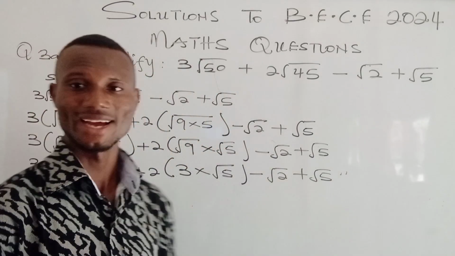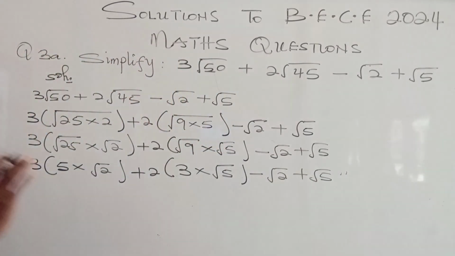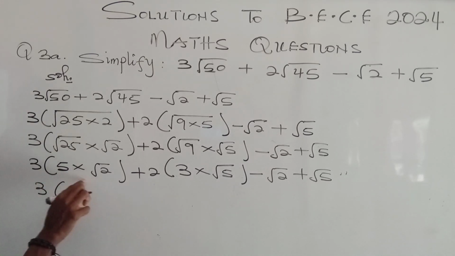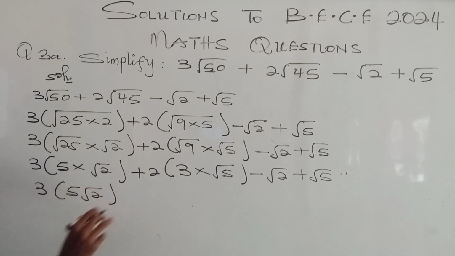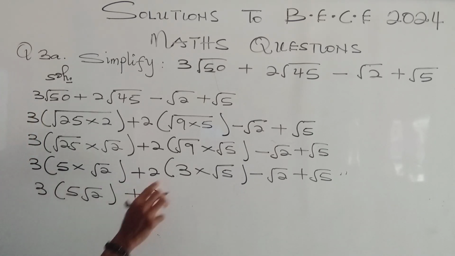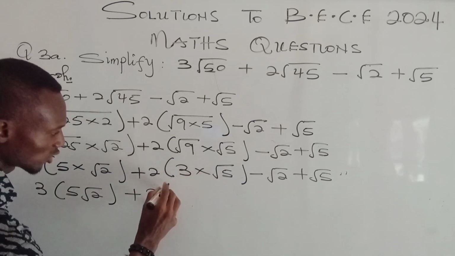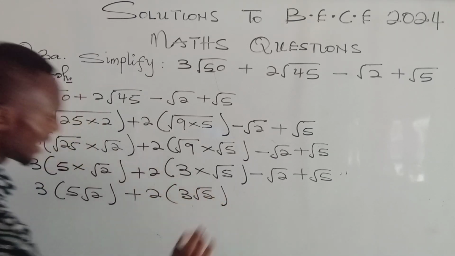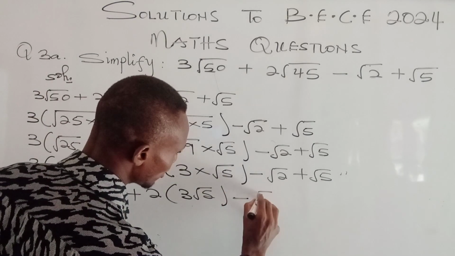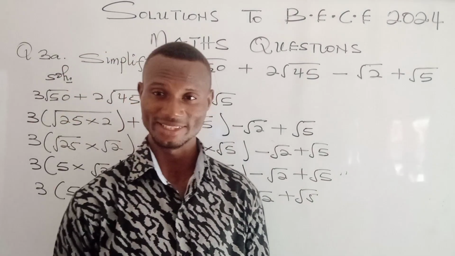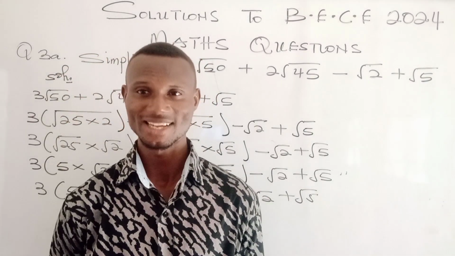I hope you understand up to this point. Let's go ahead and simplify further. So I repeat my 3 here, then we will simplify what is in the bracket. 5 times root 2 gives 5 root 2. Then I'll bring my plus, which is here, and repeat my 2. Then I'll simplify what is in this bracket as well. 3 times root 5 gives 3 root 5. Then you close your bracket, then minus root 2 plus root 5. I hope the explanation is clear enough up to this point and you understand it as well.